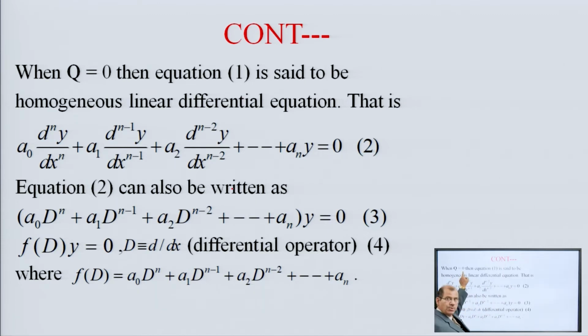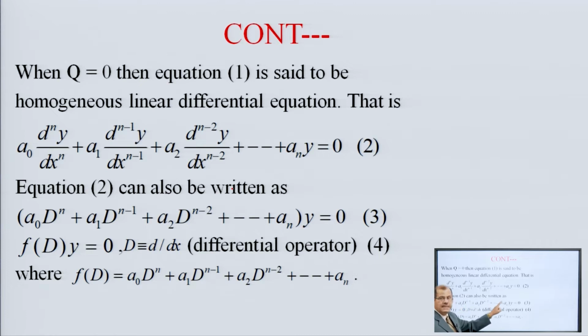When q is equal to 0, the equation 1 is said to be a homogeneous linear differential equation, that is a0 d^n y/dx^n plus a1 d^(n-1) y/dx^(n-1) plus a2 d^(n-2) y/dx^(n-2) and so on, plus an y is equal to 0. Means if the right hand side of 1 is equal to 0, it is said to be a homogeneous linear differential equation.